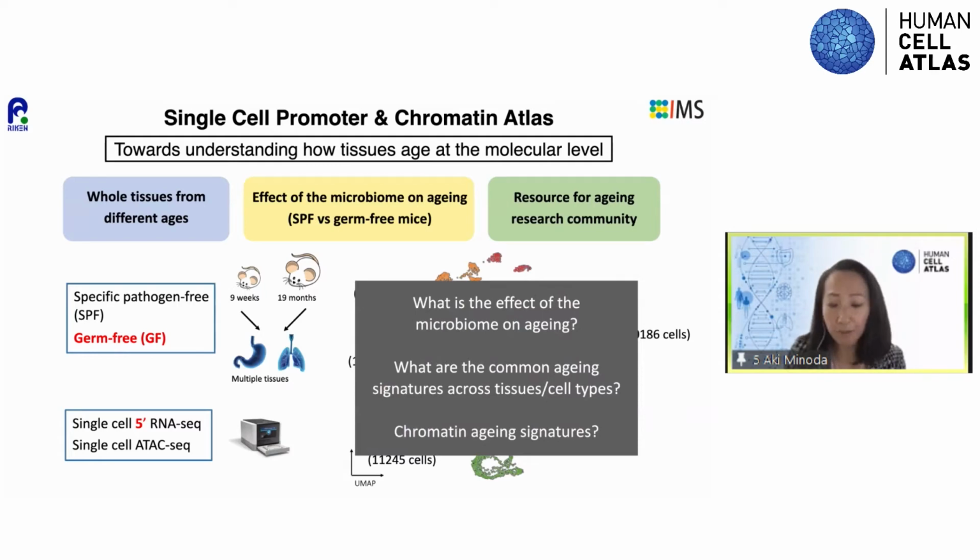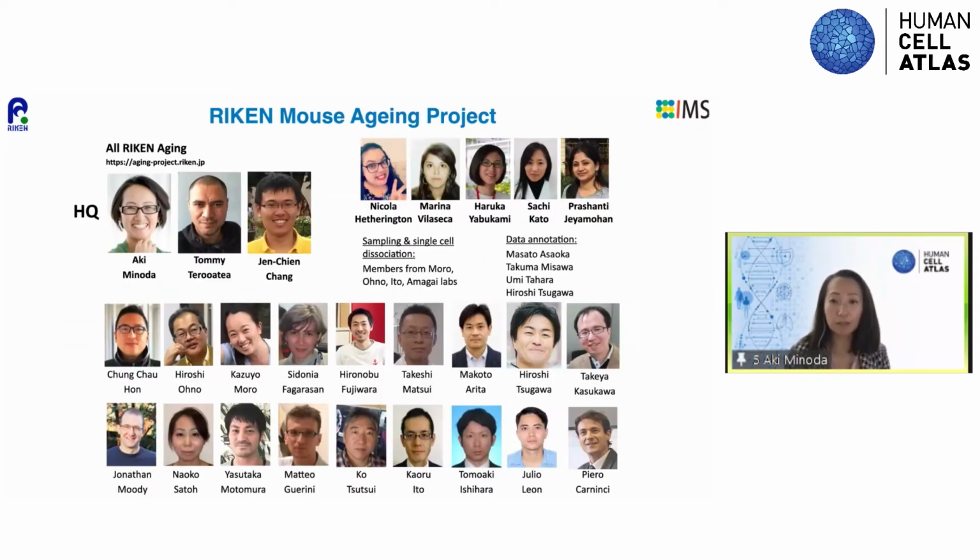So of course, there are many questions we can address, but fundamentally, we're interested in determining what are the effects of the microbiome on the rate of aging. Does it actually drive aging or not? What are the common aging signatures we can find across tissues or cell types? We're also generating single cell ATAC-seq from the same tissues. So what are the chromatin aging signatures, and we'd like to integrate the data sets.